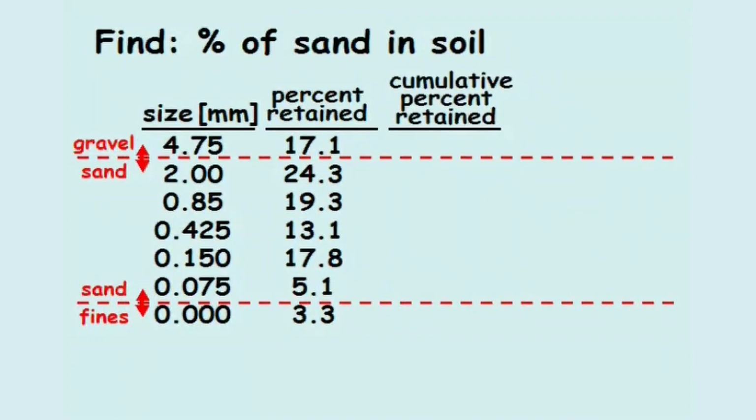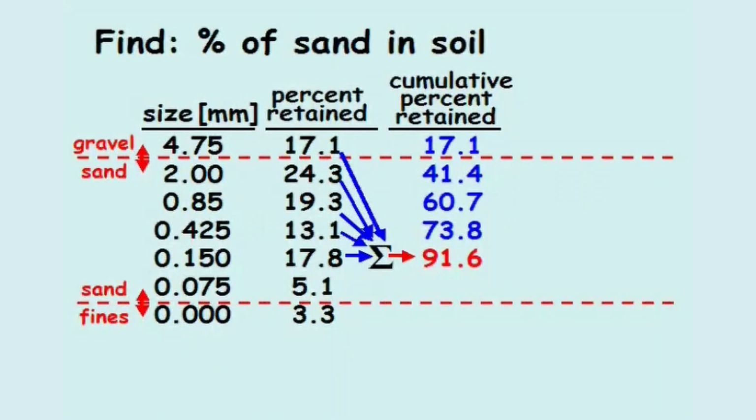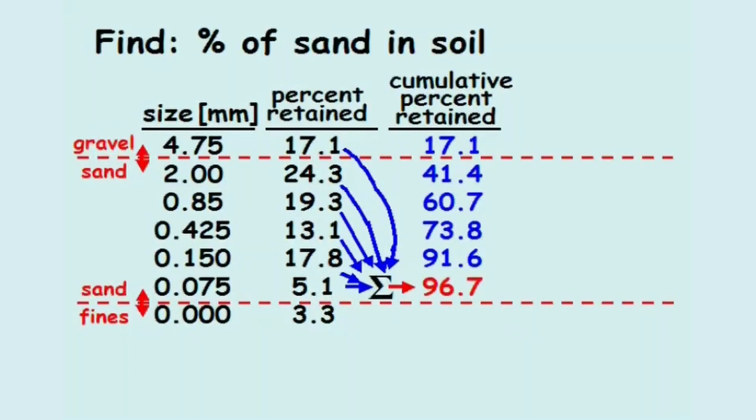A cumulative percent retained column is added to sum the percent retained from each sieve, including the percent retained from all larger sieves. For the largest sieve size, the cumulative percent retained equals the percent retained for that sieve alone. But for the number 10 sieve, the cumulative percent retained is the 24.3% from the number 10 sieve plus the 17.1% from the number 4 sieve above it. This process continues as the cumulative percent retained values approach 100%.